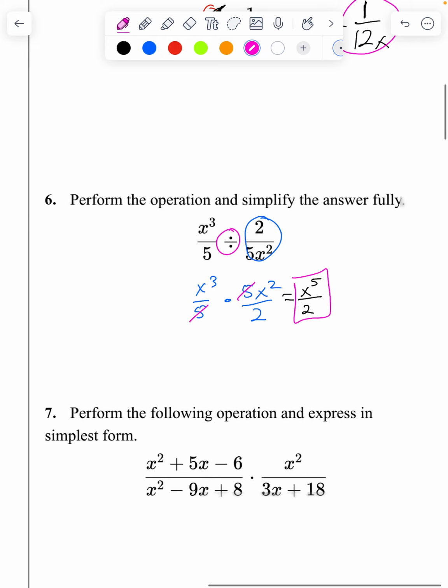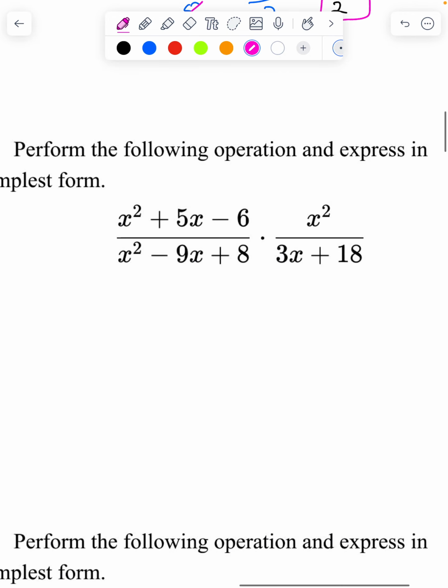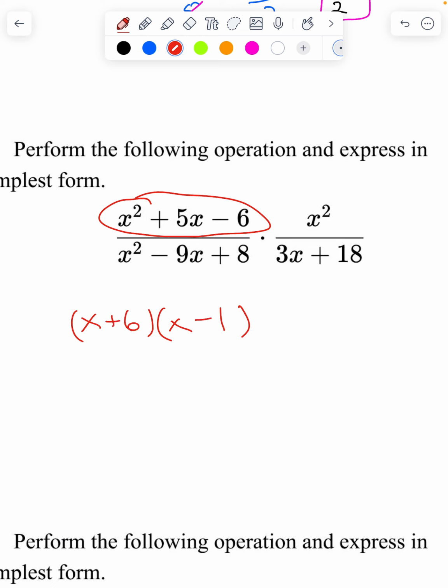If I look here, it says perform the following operation and express in simplest form. So unfortunately, I'm going to have to factor a lot of these. So you guys know box and circle. I'm going to do box and circle on this one, or this one I can do in my head, but if you can't, you should do box and circle. So I know I need two things that multiply to -6, but when you add them, they add up to 5. So I think it's +6 and -1.